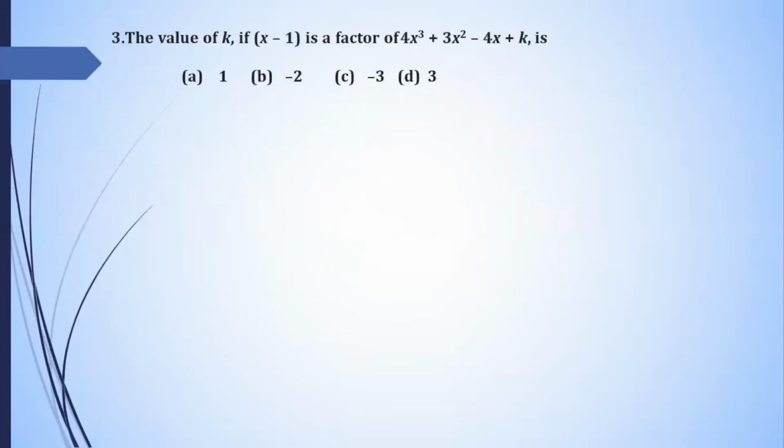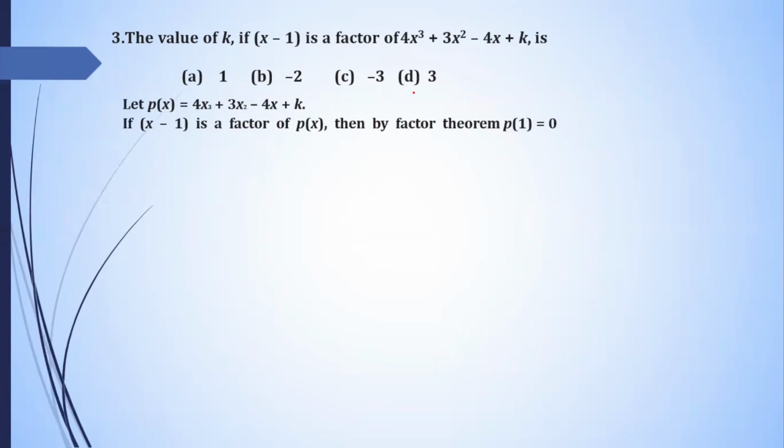Let's take another question on the same case. Question number 3. The value of k if x minus 1 is a factor of 4x cube plus 3x square minus 4x plus k is what? Here what we do, children, if x minus 1 is a factor, then p of x must be 0. That means p of 1. The zero of x minus 1: x minus 1 is equal to 0, so x is equal to 1. So we have to find that p of 1 should be equal to 0.